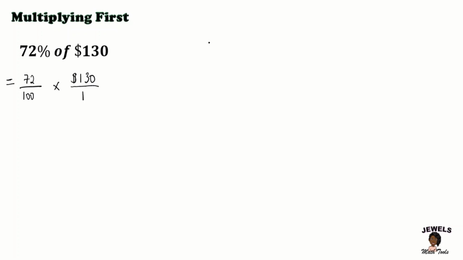Now we're going to be multiplying our 72 times our 130. 2 times 0 is 0, 2 times 3 will give us 6, 2 times 1 is 2. We're going to add in a 0 and then begin multiplying by our 7. So 7 times 0 is 0, 7 times 3 will give us 21, put our 1, carry the 2, 7 times 1 is 7, plus 2 will give us 9. Now we're going to sum our numbers together. 0 plus 0 is 0, 6 plus 0 will give us 6, 2 plus 1 is 3, and we're going to bring our 9 down.